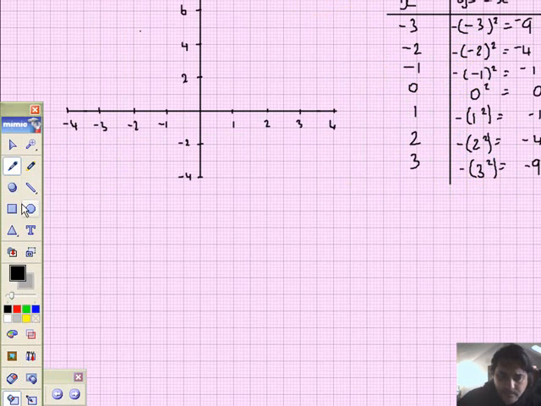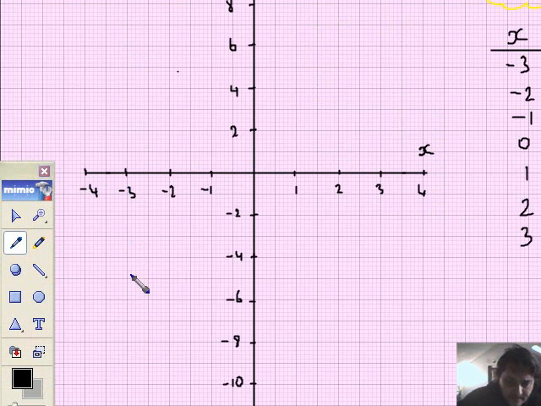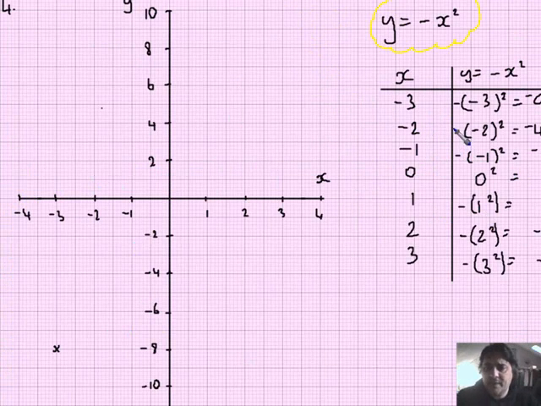So I better just extend this graph a little bit, I think. So we go further. So minus 4, minus 6, minus 8, minus 10. That should be 5. So here we go. Y-axis, x-axis. So minus 3, minus 9 is here. Right there.